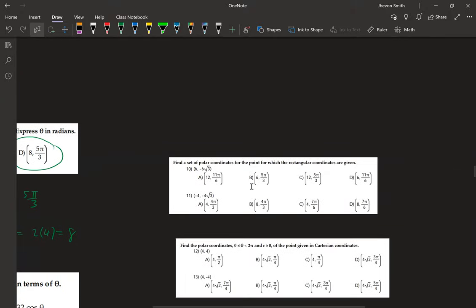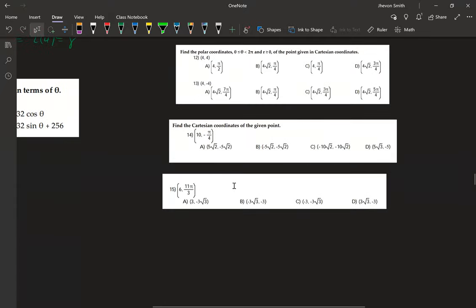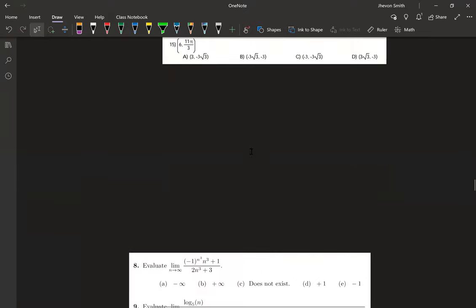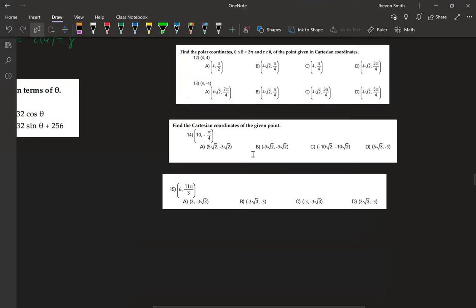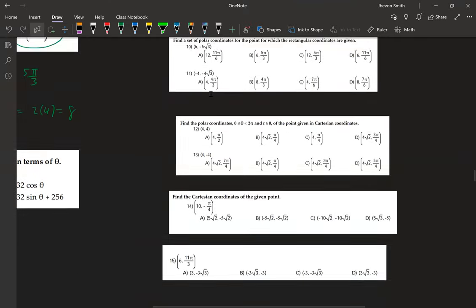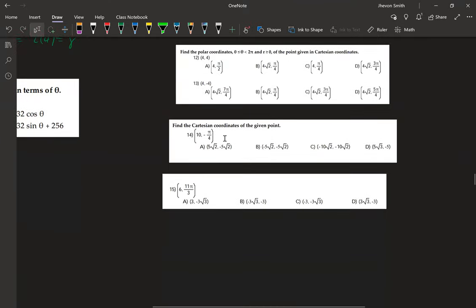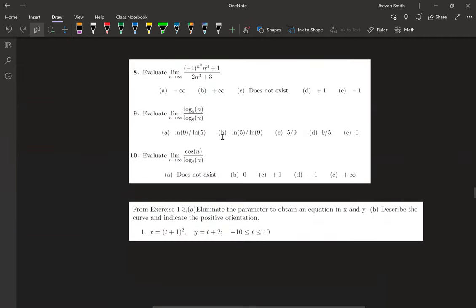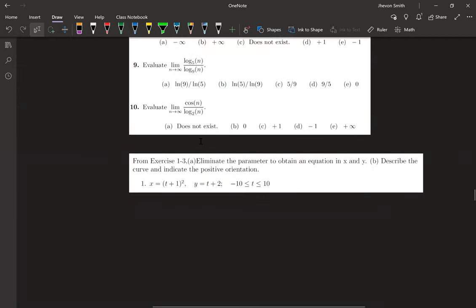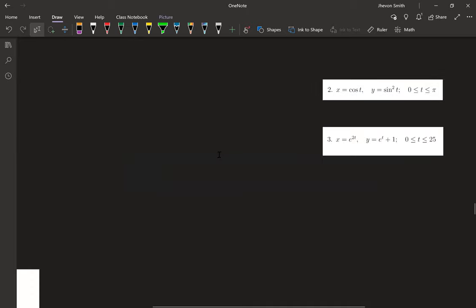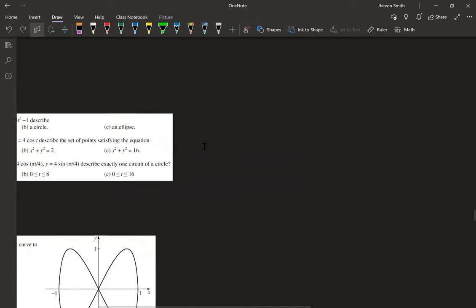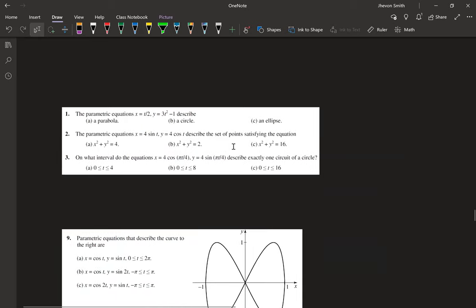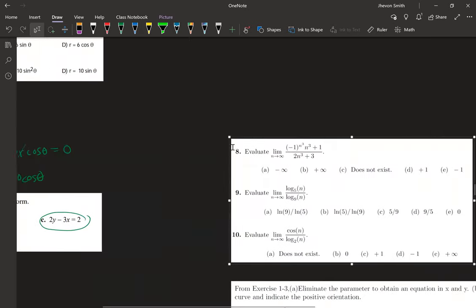So these are some more switching between coordinates. I'll probably leave those for you guys to actually try, but be strict and time yourself with these. I'll leave these for you guys. I won't do any, I'm kind of getting bored with those questions. Maybe we'll do some limits to segue into the parametric stuff.